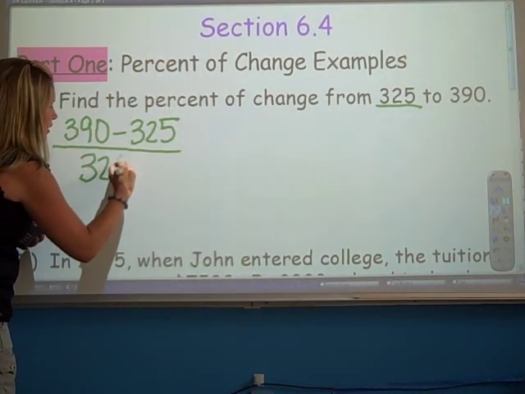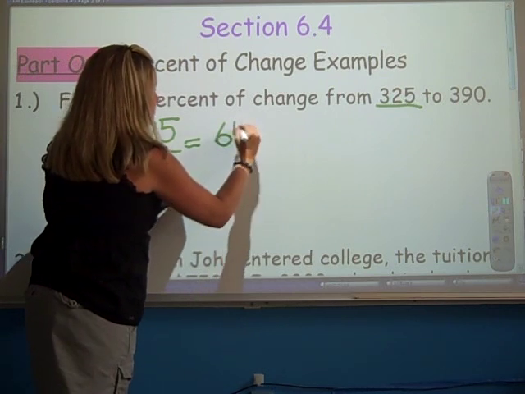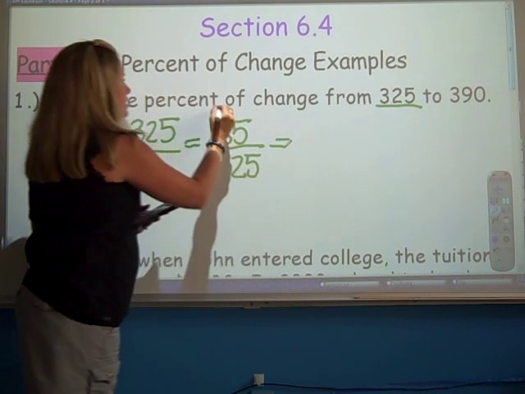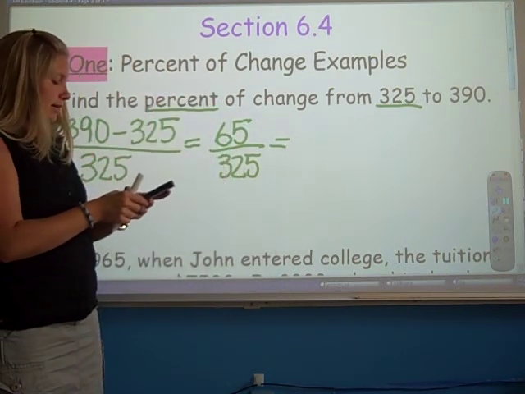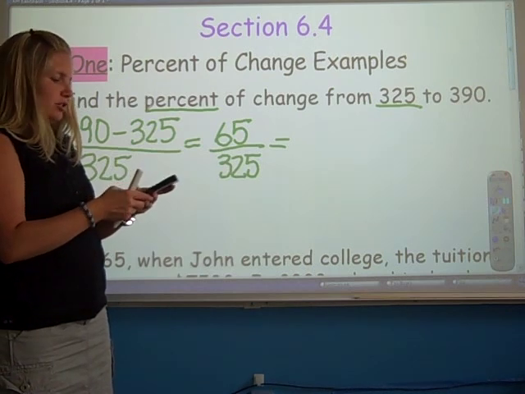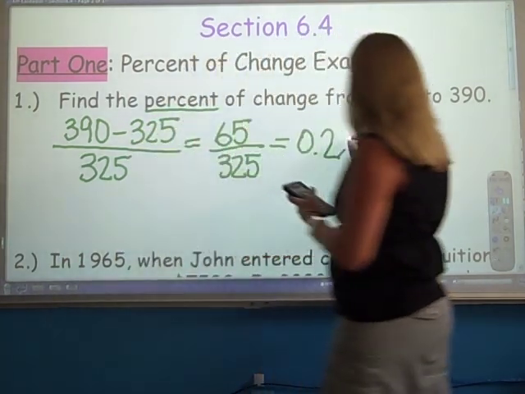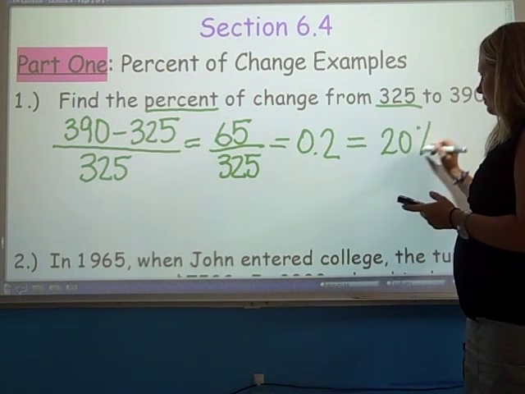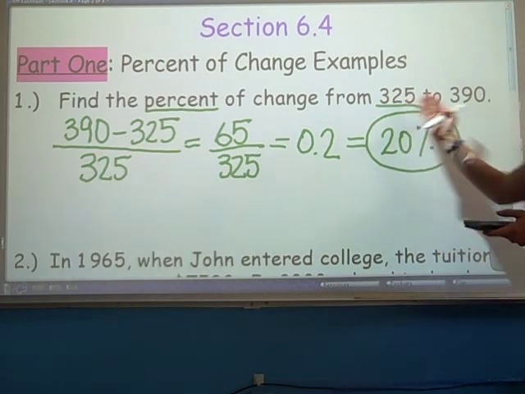Over 325. Okay, so I subtract 390 minus 325. I get 65 over 325. This is a percent of change, so I need to take that fraction and make it into a percent. So I divide 65 divided by 325. I get 0.2. I make that into a percent by moving it over 2. I get 20%. And it's an increase, so I don't have to put a negative because it went from a small to a big.